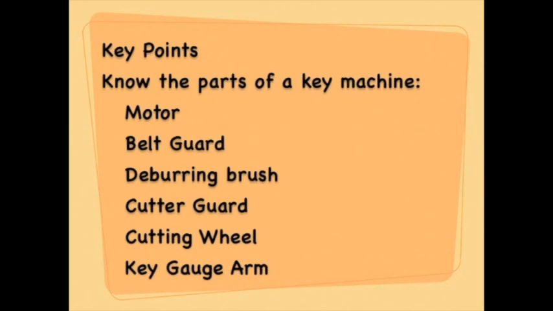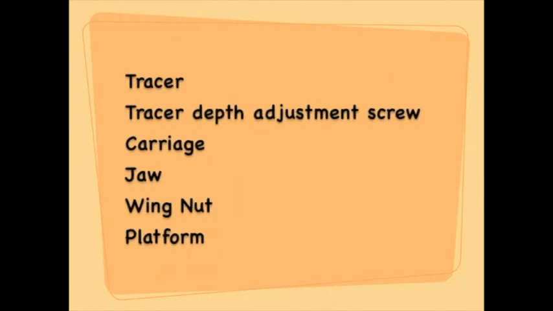You should know the main parts of a key machine: the motor, the belt guard, the deburring brush, the cutter guard, the cutting wheel, the key gauge arm, the tracer depth adjustment screw, the carriage, the jaw, the wing nut, and the platform.